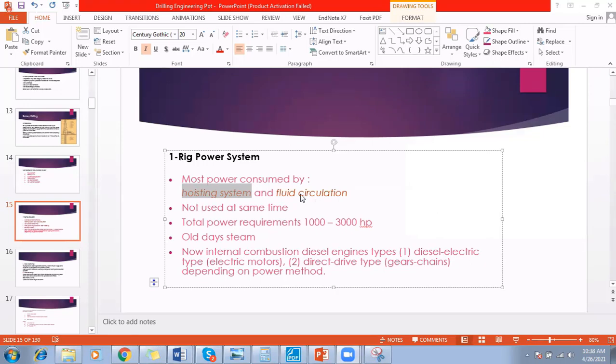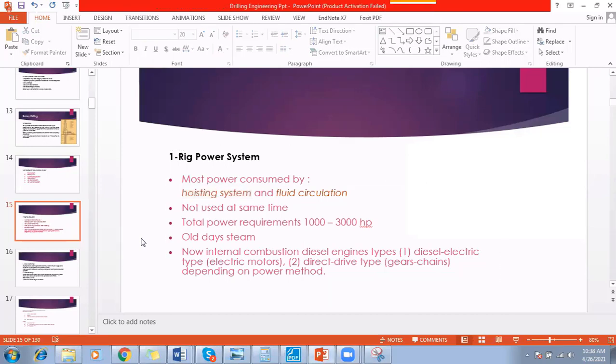No, cementing is not included in fluid circulation. Fluid circulation is actually related to the drilling mud. The process by which the drilling mud is circulated in the borehole is called fluid circulation. So here they are saying that most of the power present on the rig is consumed in the hoisting system and fluid circulation.